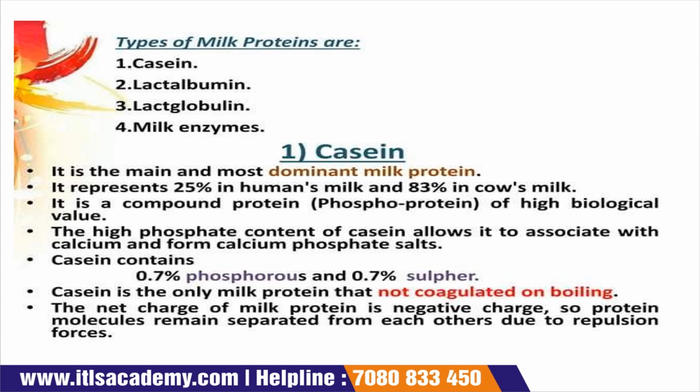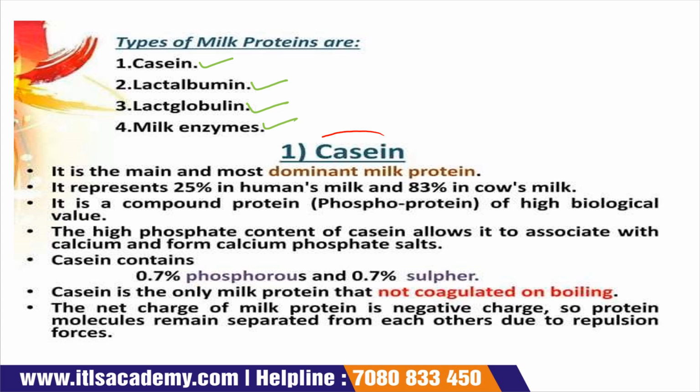So there are four types of milk protein present in milk, that is casein, lactalbumin, lactoglobulin, and milk enzyme. Okay, if we talk about casein, then casein is the dominant milk protein. In human milk, casein is present around 25%, and in cow milk it is present around 83%. Okay, it also has high biological value, and the high phosphate content of casein also allows the association of calcium, and it will form a calcium phosphate salt.